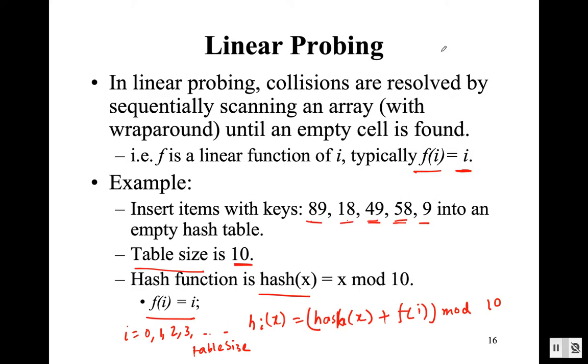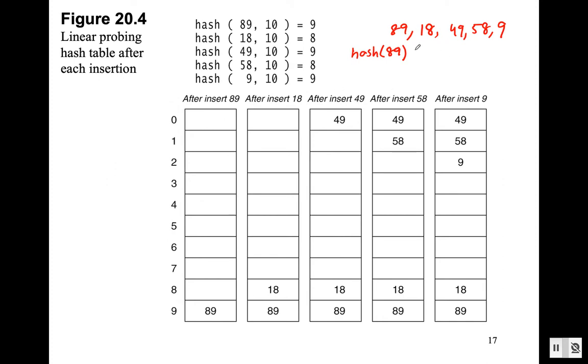All right, so hash of 89, which is 89 mod 10, equals 9. Let's see, we have an empty table, so cell 9 is empty. We're going to include 89 here.